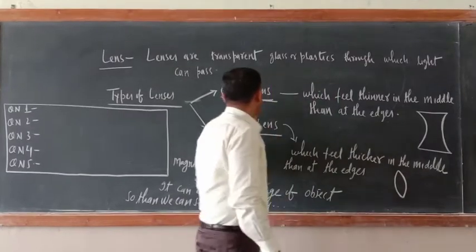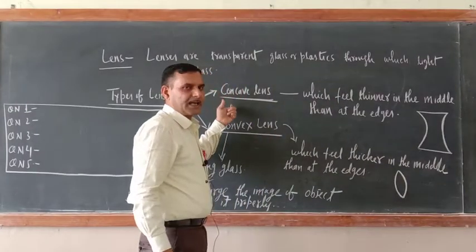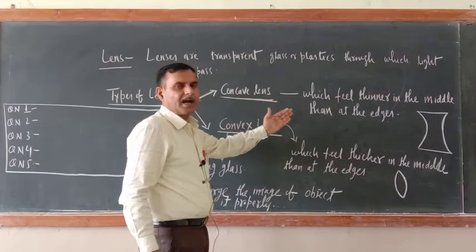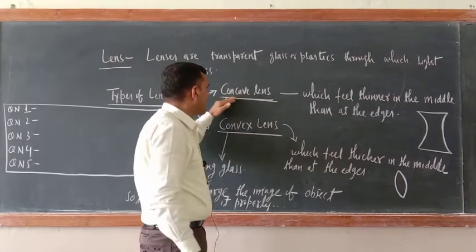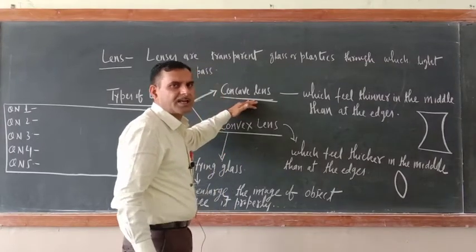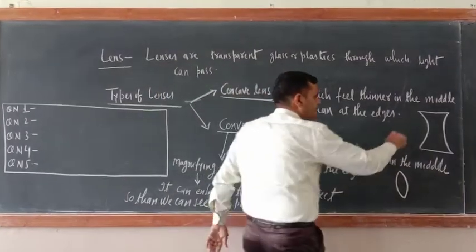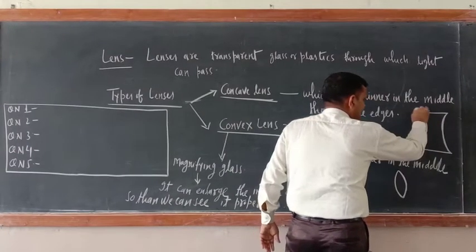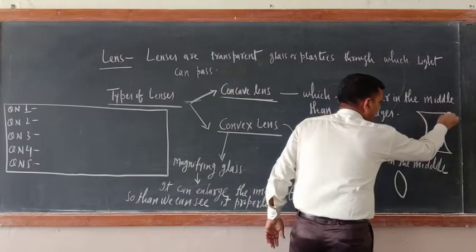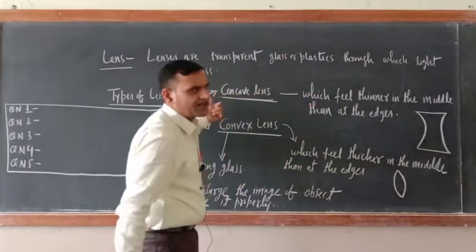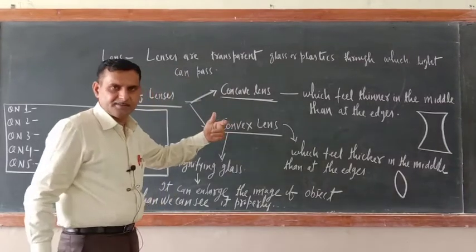So what is the concave lens? A concave lens is the lens which feels thinner in the middle than at the edges. So they are known as concave lens. And try to understand why they are known as concave lens, because just concentrate on this area. Here also, a cave-like structure is there or not? Cave. Okay. This side also, a cave-like structure is there. That is why they are known as concave lens.